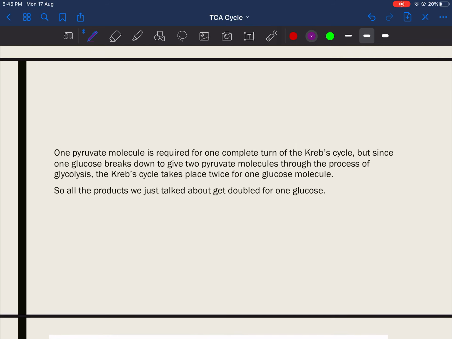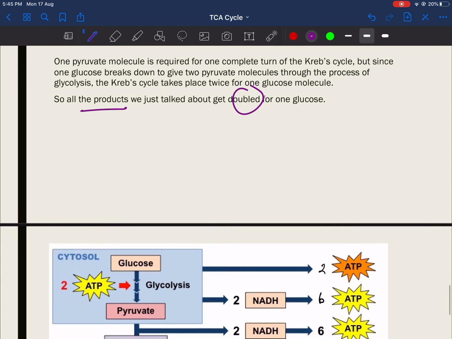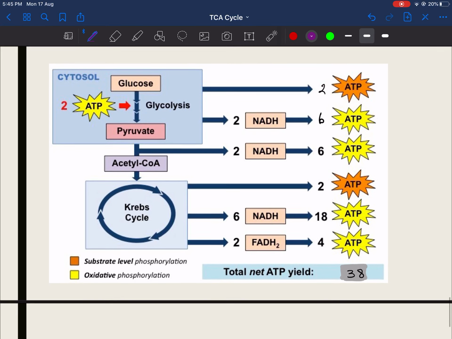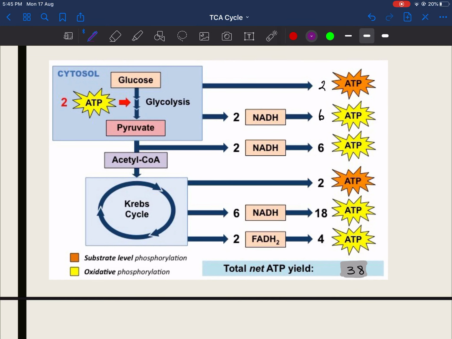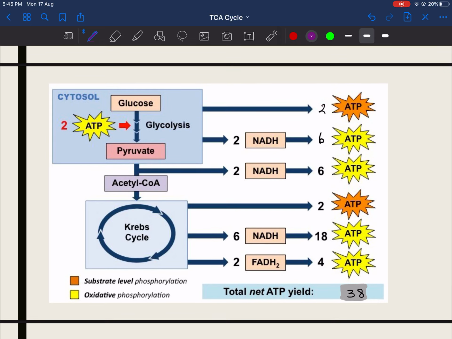Again, this is the same thing that I just explained. 1 pyruvate molecule is required for 1 turn of the Krebs cycle, but since 1 glucose gives us 2 pyruvate, the Krebs cycle happens twice for every glucose molecule. So all the products that we just talked about get doubled for 1 glucose molecule. Okay, so to sum everything up, let's talk about the overall number of ATP that is produced throughout the entire process of aerobic respiration.